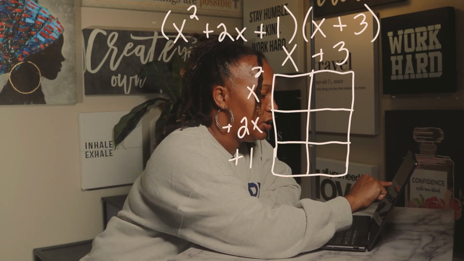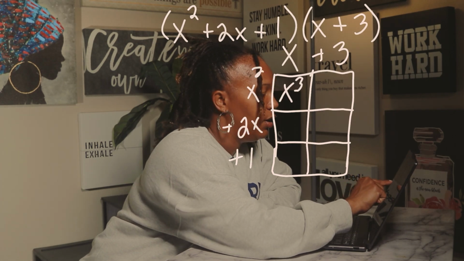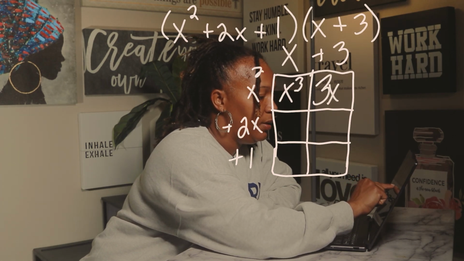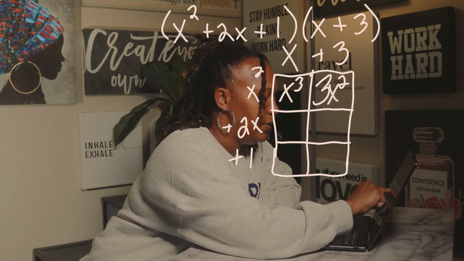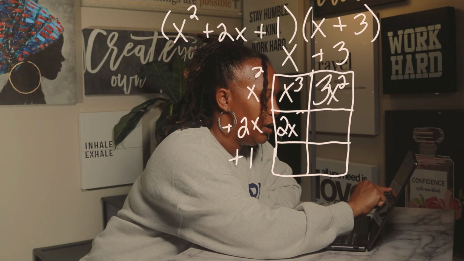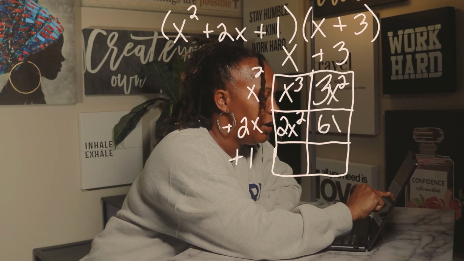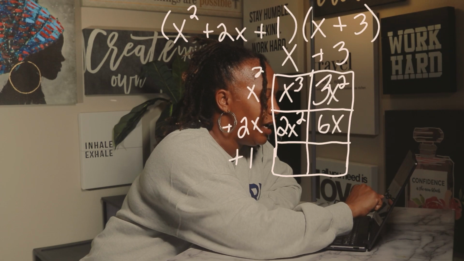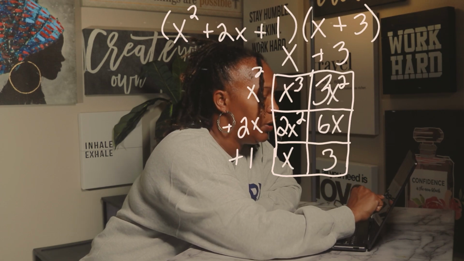So here is x squared times x, which you add the exponents. That's x to the third. Here's x squared times 3. That's going to give you 3x squared. 2x times x, you add the exponents. That's x to the first and x to the first. That's going to give you 2x to the second, or 2x squared. 2x times 3 is going to give you 6x. 1 times x is going to give you x. And 1 times 3 is going to give you 3.